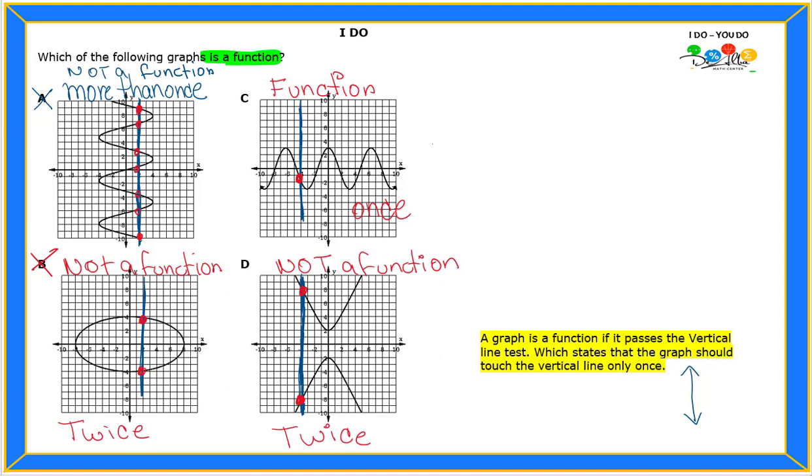So the only one that looks to me that is touching it only one time is letter C, right? So the vertical line test is very important for you guys to know how to use it. And this is the only time that you're going to use it, of course, if they give you a graph, okay?